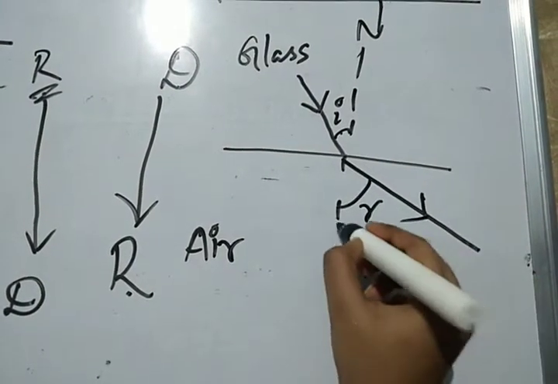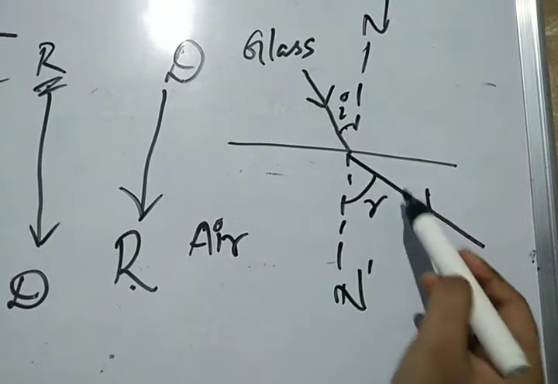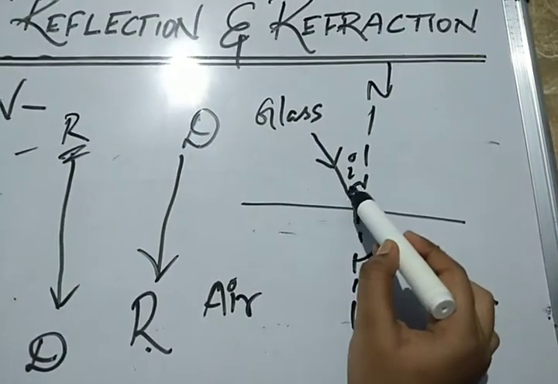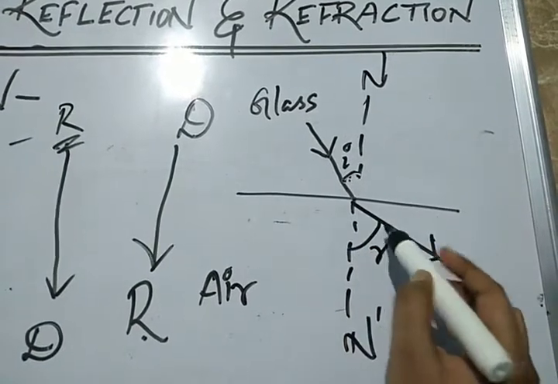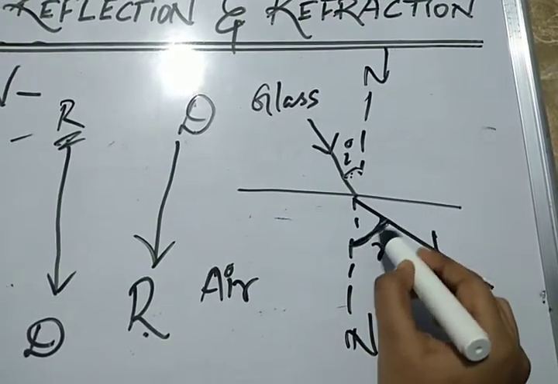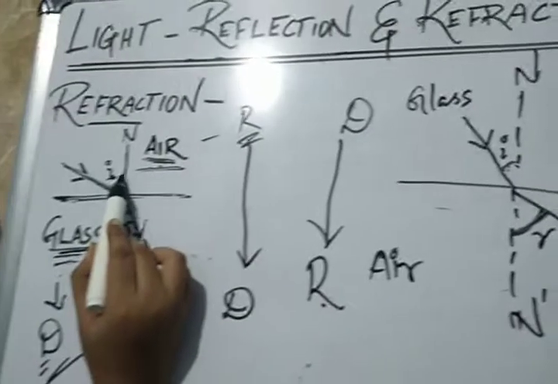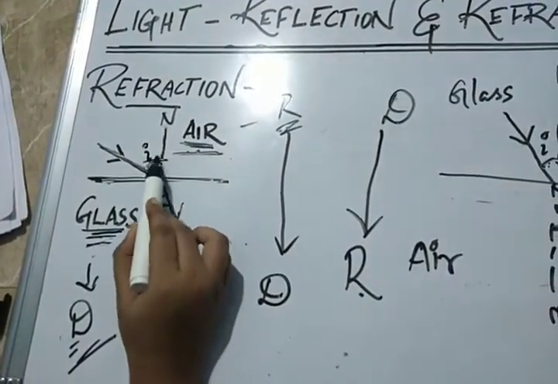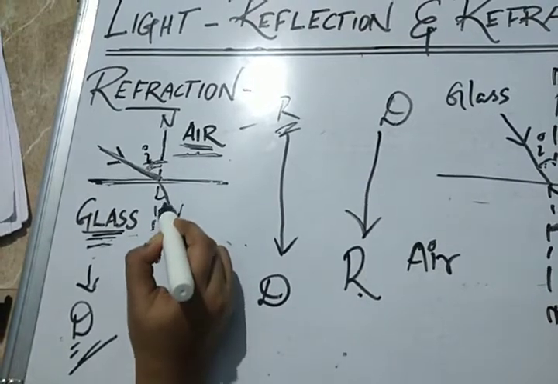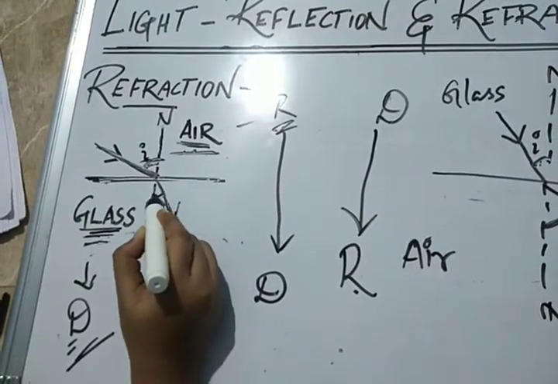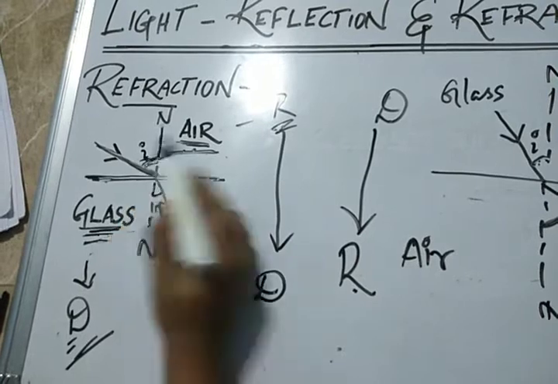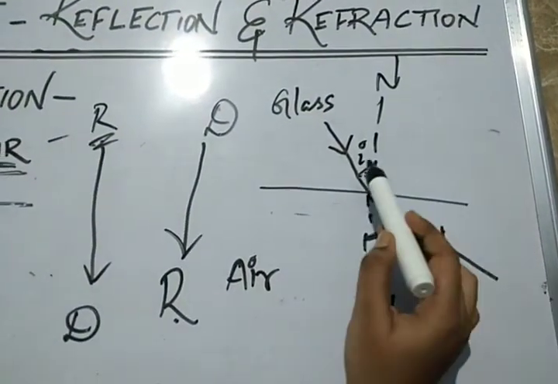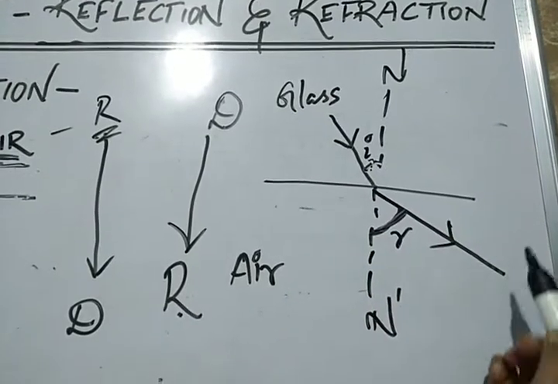Refracted ray, okay. Now when you compare the angles, you see here in the denser medium, the angle of incidence is lesser than the angle of refraction. Over here, this is the air, the rarer medium. Here again the angle of refraction is less than the angle of incidence. Here the angle of refraction is more than the angle of incidence, okay.